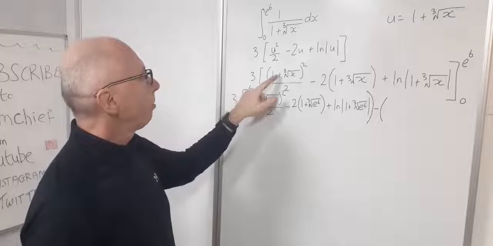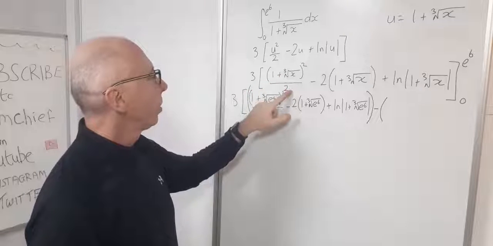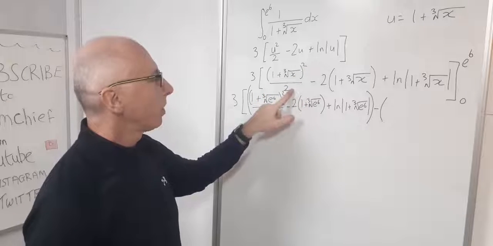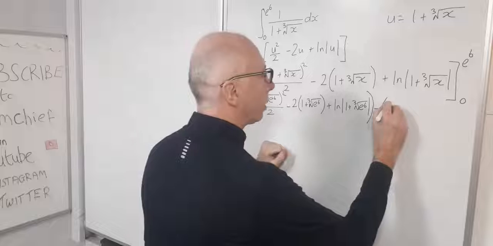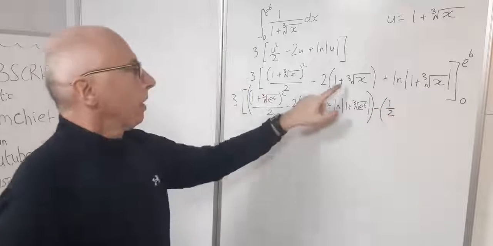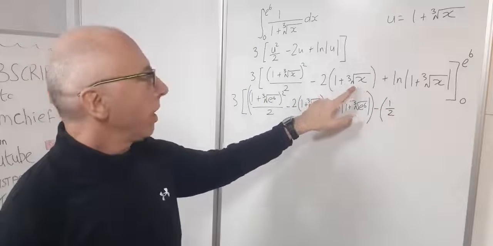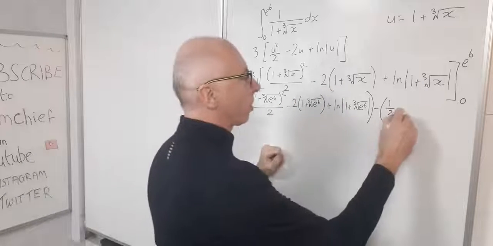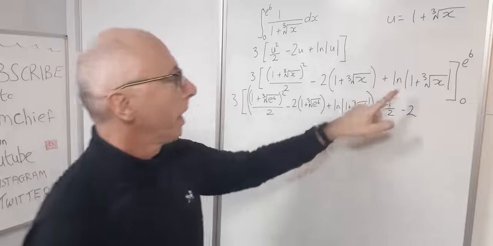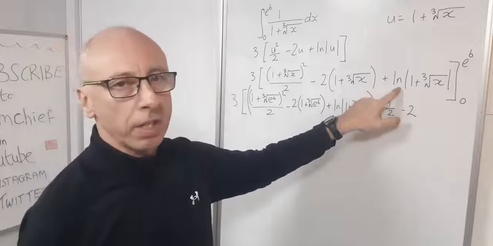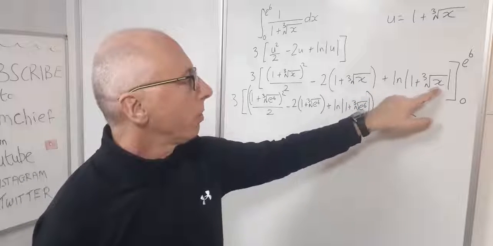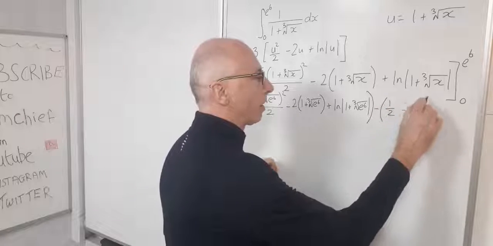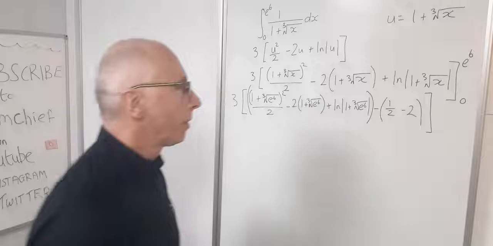So now I've got 1 plus 0 squared over 2. Well, 1 squared is just 1, divided by 2, that's just a half. This one here, again, that's 0, so that becomes 1. So minus 2 times 1 is just minus 2. And then this one here, this one's even easier. Log of 1 plus 0 is just a log of 1, which is 0. So then that ends our values at 0.